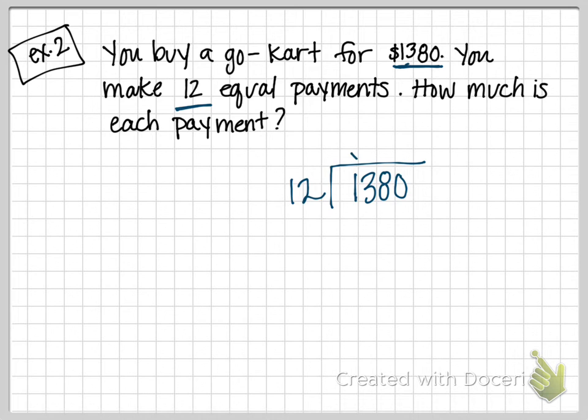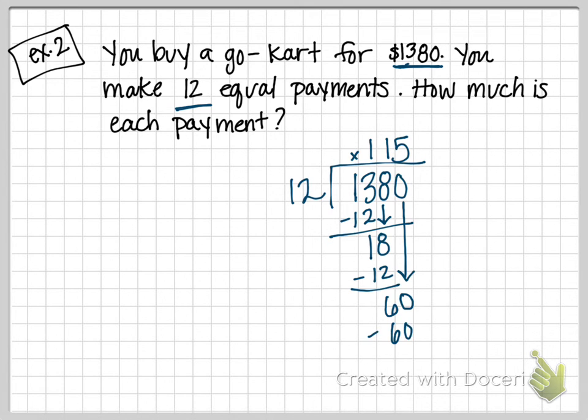12 does not go into 1. 12 goes into 13 one time. 1 times 12 is 12. Subtract, bring down, divide. 12 goes into 18 one time. 1 times 12 is 12. Subtract, bring down, divide. 12 goes into 60 5 times. 5 times 12 is 60. So I end up with no remainder.